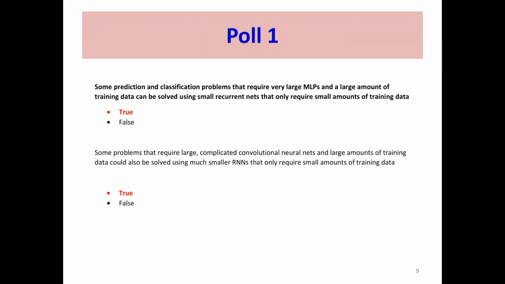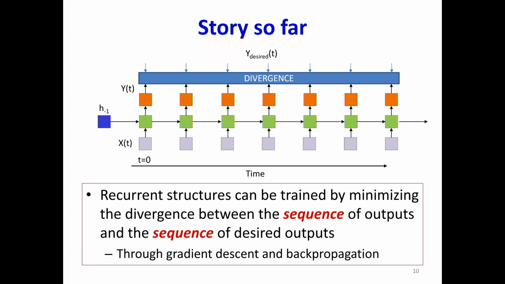So clearly, some prediction and classification problems that require very large MLPs and a large amount of training data can be solved using small recurrent nets that only require small amounts of training data. Recurrence can make things easier. And similarly, some problems that require large, complicated convolutional networks can be made very simple by using recurrence. So far so good. Now here's the rest of the story so far. We said that these networks can be trained by minimizing the divergence between the sequence of outputs and the sequence of desired outputs. It's not the sum of the errors over every output. It's the error over the two sequences.